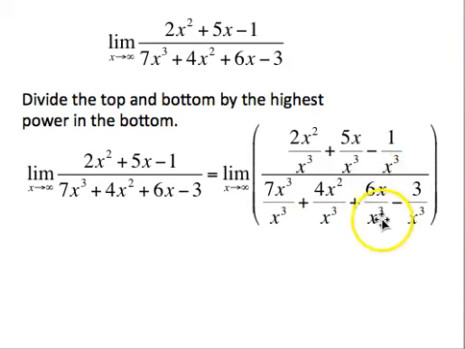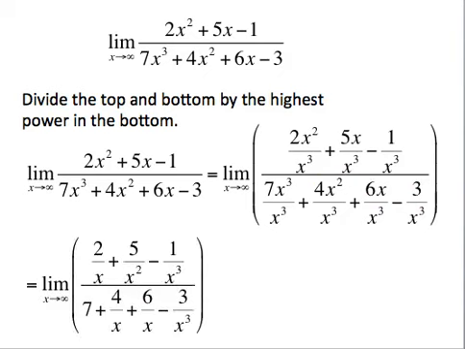6x over x cubed is 6 over x squared. And that stays 3 over x cubed. So reducing all those fractions, we get this. As x goes to infinity, this goes to 0, this goes to 0, this goes to 0, this goes to 0, this goes to 0, this goes to 7.